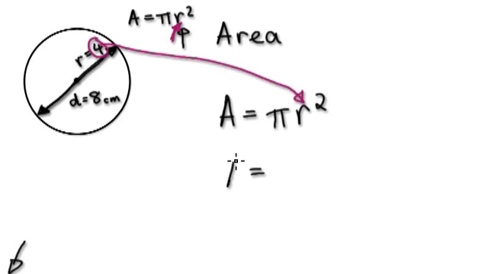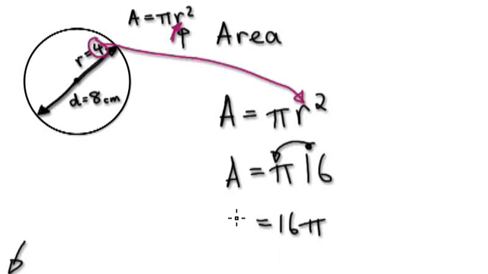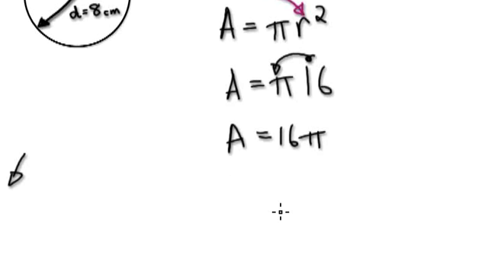Okay, so A equals pi. 4 squared is 4 times 4, which is 16. So it's like pi times 16, but we prefer the number in front. So let's switch the 16 and the pi around. So the area is 16 pi. If you want to know the decimal value of it, then you would get 16 times pi on the calculator.